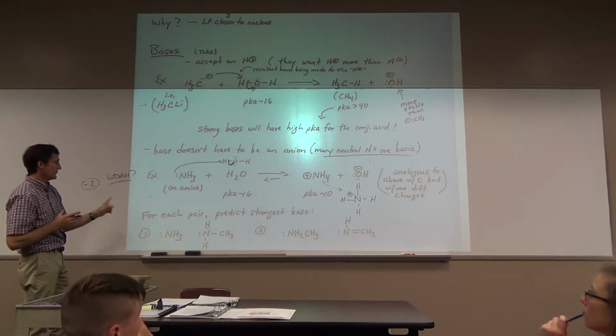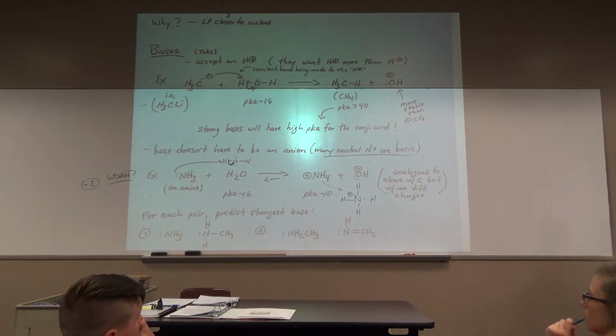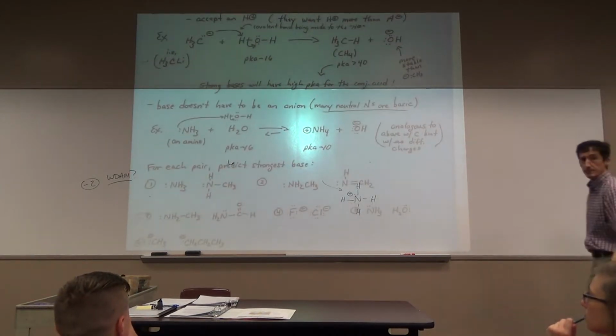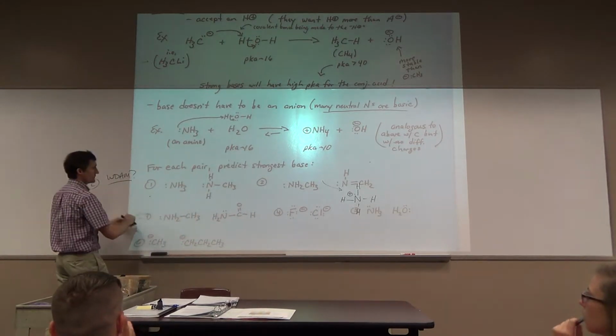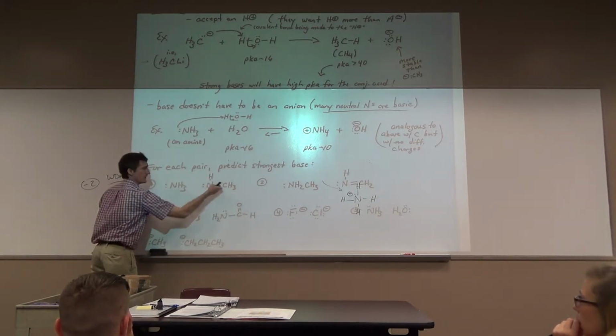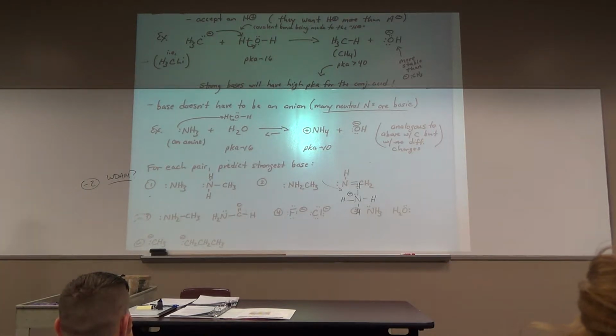For each pair, predict the strongest base. We did strongest acids before. Keep asking, okay? What's a stronger base, ammonia or methylamine? Which one's stronger? I'm sure in Gen Chem you learned what it takes to be a base, and you talked about base strength, right? Which one's stronger? Correct. Why is methylamine stronger?